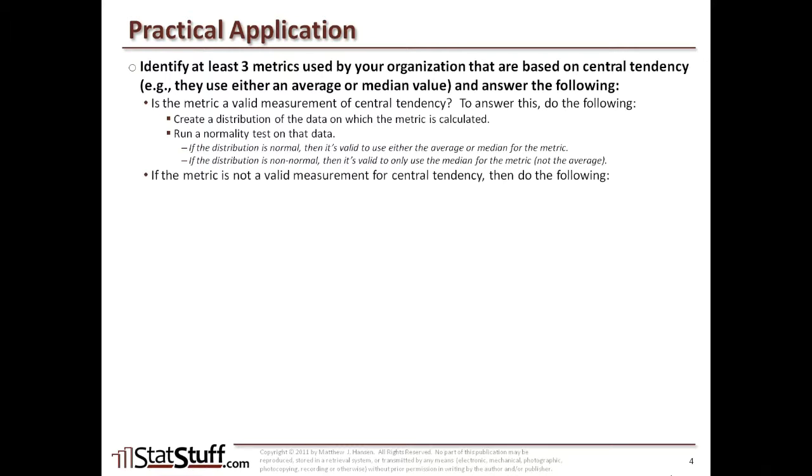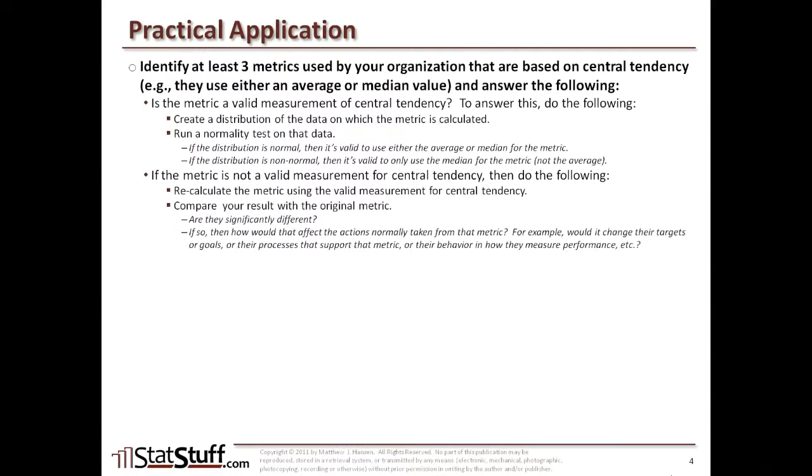So if the metric is not a valid measurement for central tendency, that is, if you're finding that it is a non-normal distribution and they're using the average and not the median, then I would recommend you try to do the following. Recalculate the metric using that valid measurement for central tendency, the one they should have been using. Then compare your result with the original metric that they're currently using. And based off of that, do you find that there's any significant difference between the comparisons? And if there is a difference, then how is it that the difference might affect the actions that you might normally take from that metric?